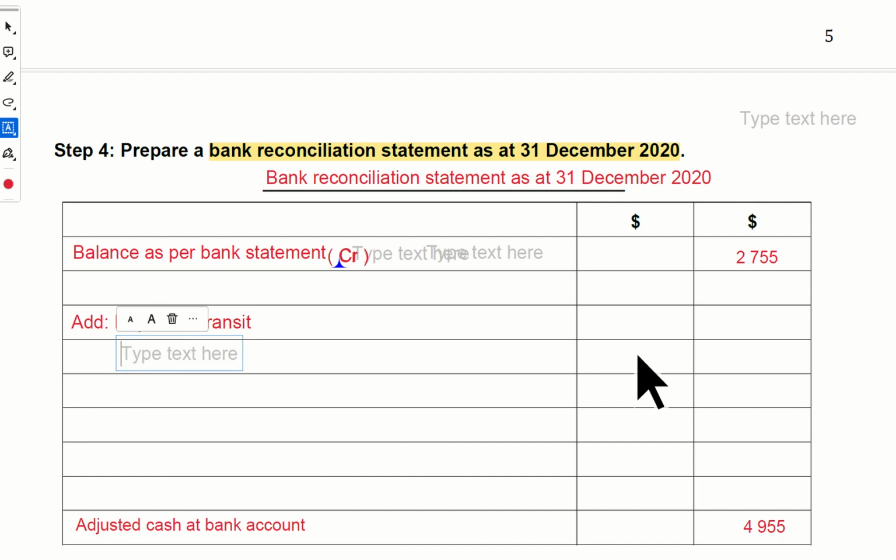Now, how do you do that? You just write add deposit in transit. In the next line, you type whatever is written in the cash at bank account. In this case, what was written in the cash at bank account is sales revenue. And this $4,000, you just type it inside the last column, like that.